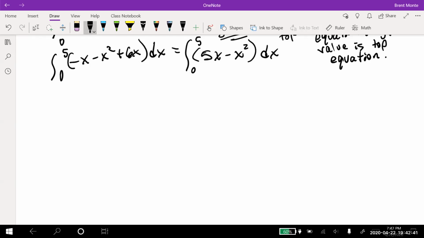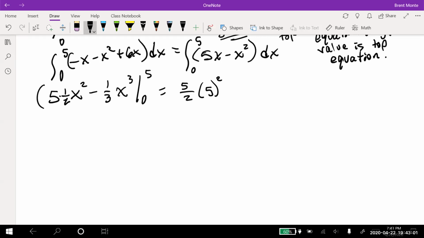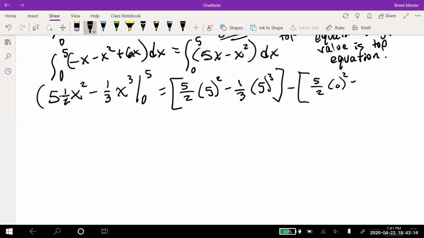So I'm going to go 5x squared, but times a half. Now, again, that's not 5.5, it's 5 times 1/2, minus x to the third, but 1/3. And I'm going to evaluate it from 0 to 5. So I'm going to call that 5 halves. We're going to plug in the 5: 5 halves x squared minus 1/3 times 5 cubed, minus, then I plug in the 0: 5 halves times 0 squared minus 1/3 times 0 to the third.